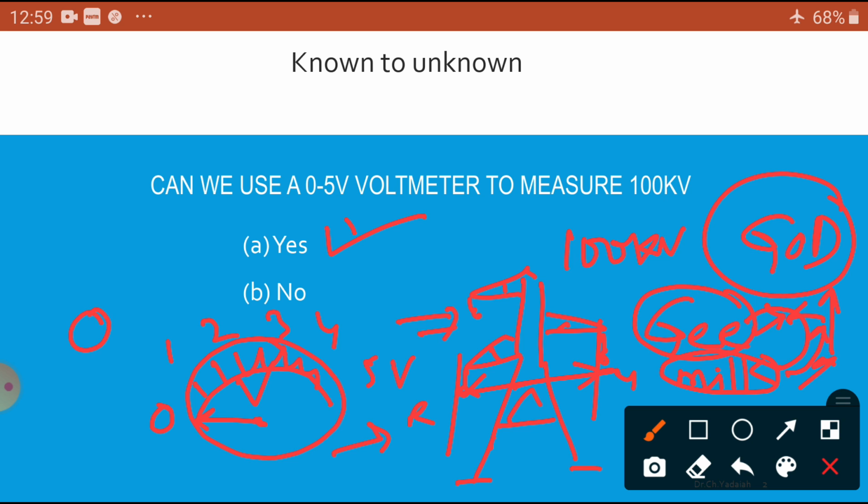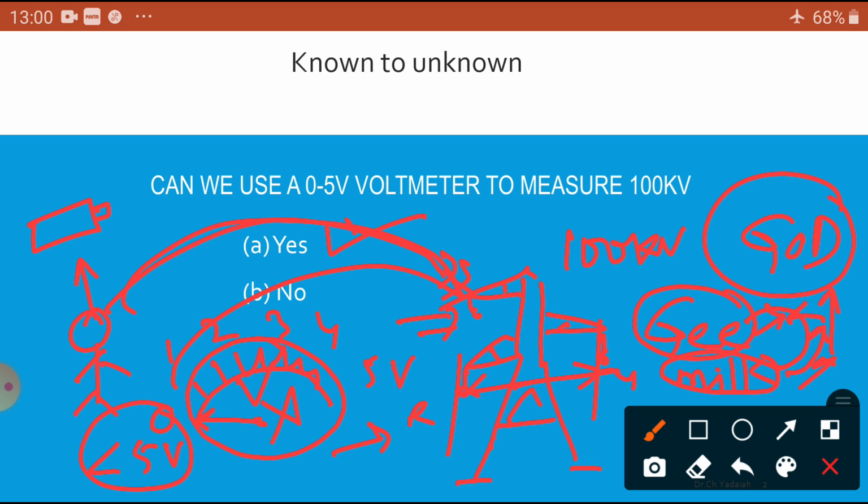Similarly, will this small voltmeter measure the transmission voltage? This meter is rated for less than 5 volts, just like the voltage of a cell battery. It is capable of measuring only that kind of voltage. If I use it for this high voltage, what will happen? If I directly use my voltmeter to measure this voltage, it will burn completely.